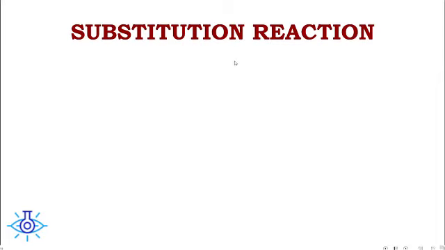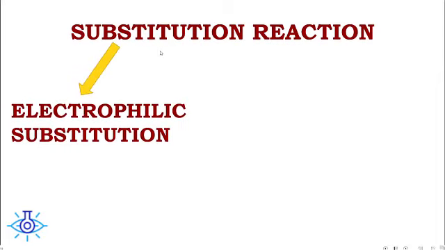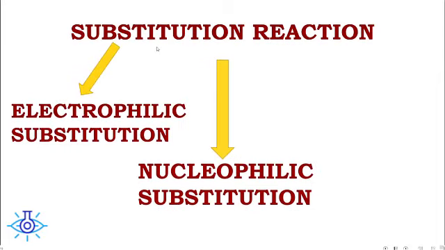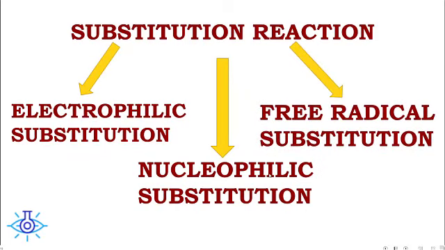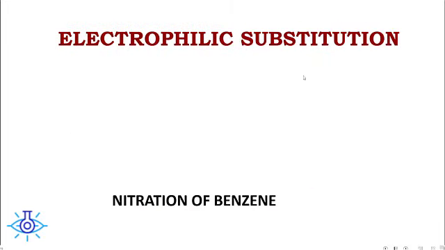Next is the substitution reaction. There are three types of substitution reactions: electrophilic substitution, nucleophilic substitution, and free radical substitution. Now what is electrophilic substitution? Let us learn about electrophilic substitution by taking one example. Nitration of benzene.